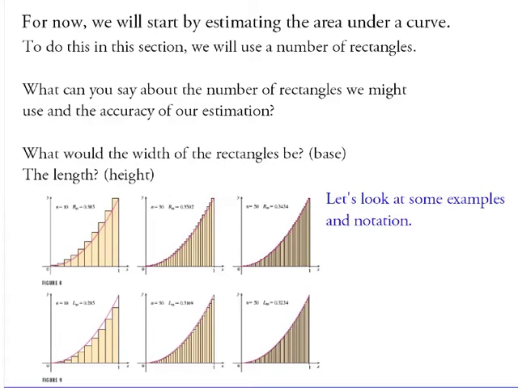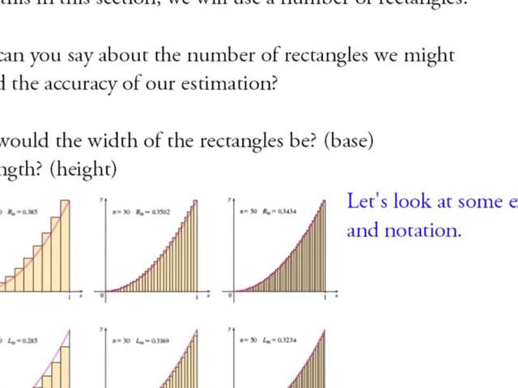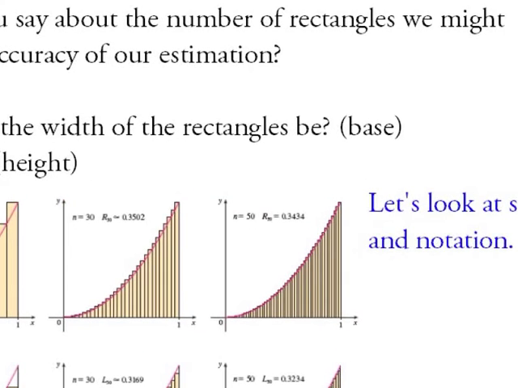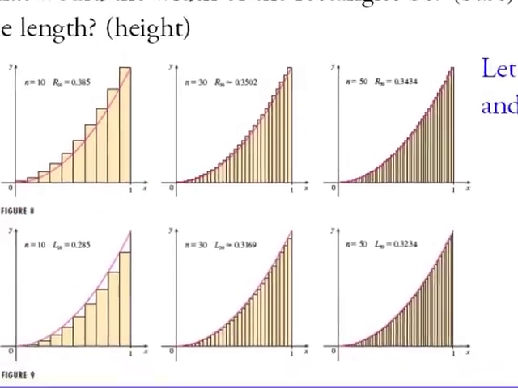Okay, let's take a look at one curve here, and I'm going to blow this up in a minute, but first read what I have. We're going to estimate the area under this curve, and we're going to use a number of rectangles to do it. What can you say about how many rectangles we might use? How accurate is our estimate going to be depending on how many rectangles we have? What would the width be? What would the length be? Let me blow these up a little bit for you to see. It might slant a little bit, that's okay.